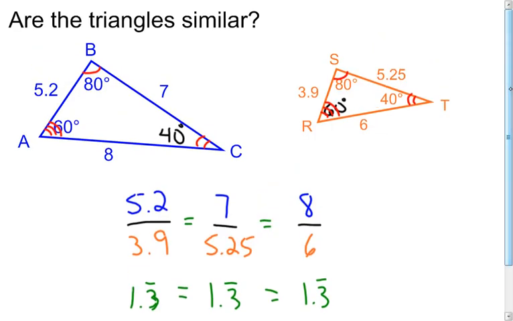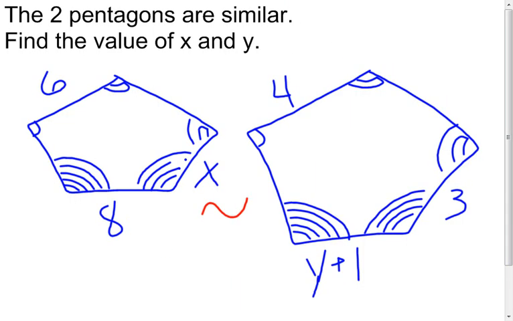Are these two triangles similar? Yes, these two are. I've checked all my corresponding angles to be congruent, and I've checked my corresponding sides to be proportional. Now in this one, notice it tells us that the two pentagons are similar. We know they are. We don't have to check them. We know they are. And we want to find the value of x and y.